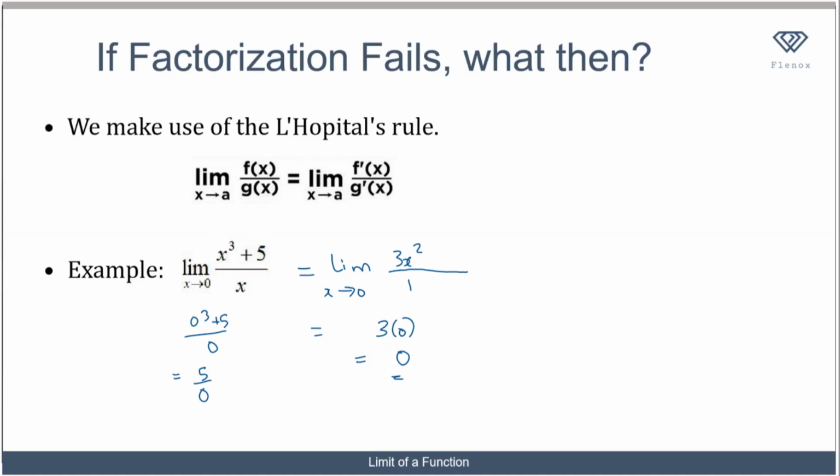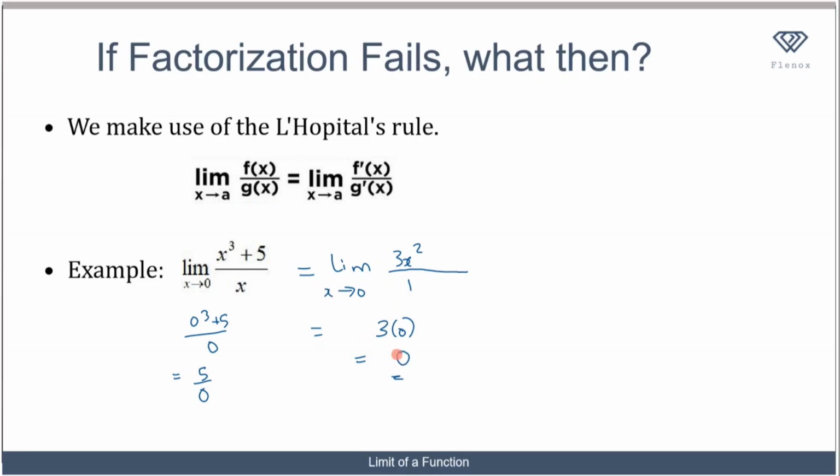To recap, what we did was we first substituted x as 0 into this function, and the denominator worked out to be 0, which made the function undefined. So we had to factorize, but in this case we could not factorize. Then we were left with no choice than to apply L'Hopital's rule, which tells us to differentiate the numerator and denominator before we apply the limit. When we differentiate the numerator, we got 3x squared, which I will explain in the next section. And when we differentiate the denominator, we got 1. So when we substitute x as 0, we got the limit to be equal to 0.